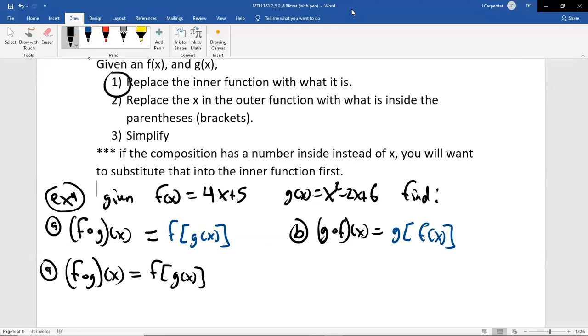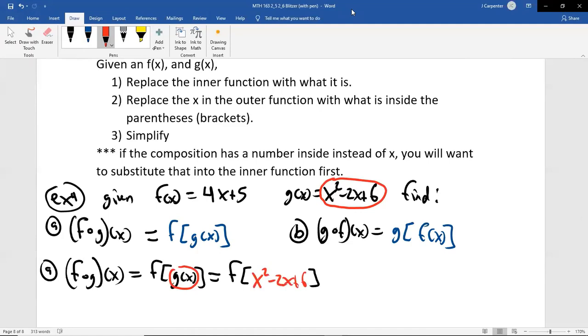So first step, replace the inner function with what it is. So we are going to replace the inner function g of x. Let me pick a different color. We're going to replace this thing with what it actually is, and g of x is actually x squared minus 2x plus 6. So this becomes f of, and you could change this to a parentheses if you wanted, since there will be no more, and then x squared minus 2x plus 6. See, the g of x is actually this thing, so I turned it into the thing it actually is.